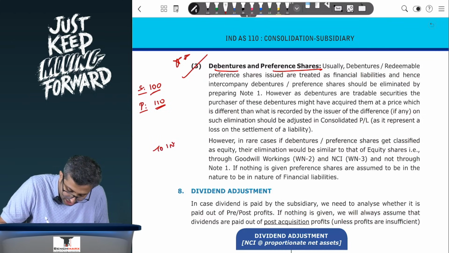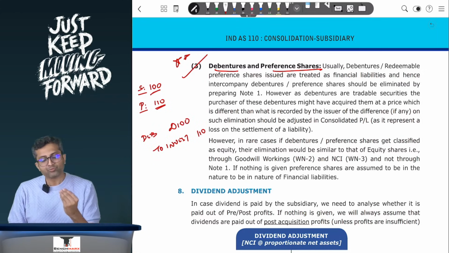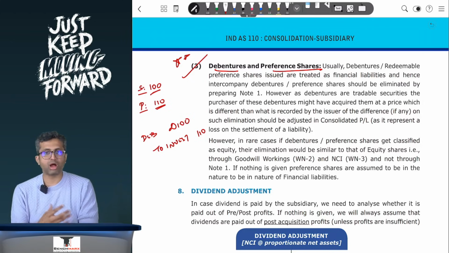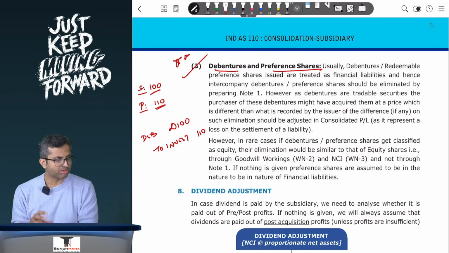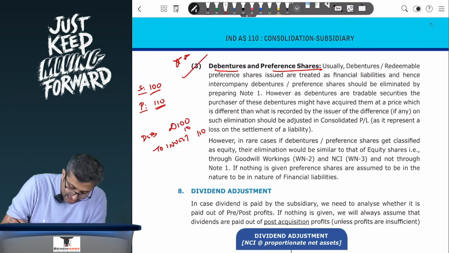So, I will credit the investment, which is appearing at 110, and I will debit the debentures liability, which is appearing at 100. In which case, there's a difference of 10 rupees. Where will this difference go? This is not an excess payment to acquire control. This is an excess payment to, in a way, settle a liability. A liability which was worth 100 is effectively getting settled by paying 110, and hence this 10 rupees is excess payment for settlement of a liability, and it will go to the P&L account.